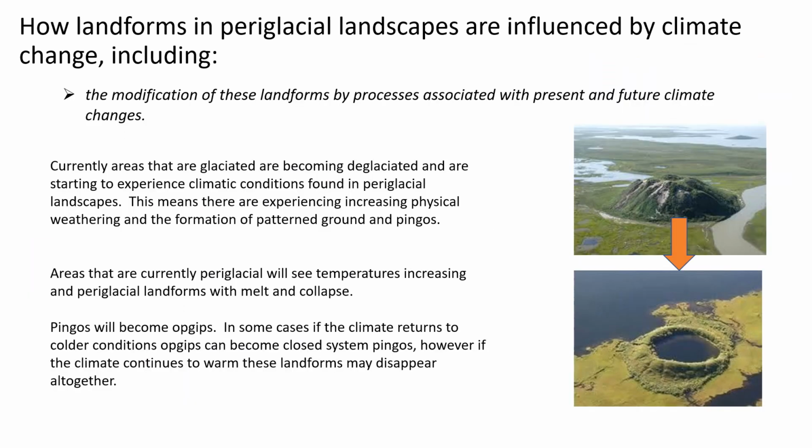Warmer climates means the ice will suffer. And when we go through periods of deglaciation, we will find that our pingos, that ice core that they have, will collapse and they will become ognives. And you can see that in the picture there.